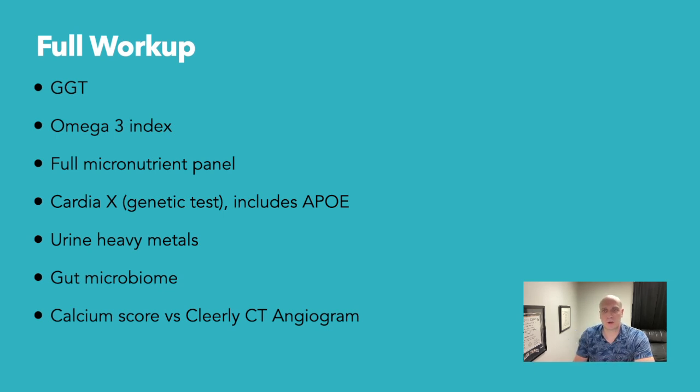You can also look at your omega-3 status, micronutrient status, and then for people at really high risk, I like to do a Cardia X test. It's a genetic test looking at increased risks of heart disease or high blood pressure. Also get your ApoE status there. For some people, I'm looking at urinary heavy metals. Gut microbiome is also another option. And as far as physical testing, I usually look at a calcium score or a CT angiogram done by Clearly. It all depends on the different risks and what we're seeing and what I recommend. But this is just a full workup for true understanding of someone's cardiovascular risk outside of just a lipid test.